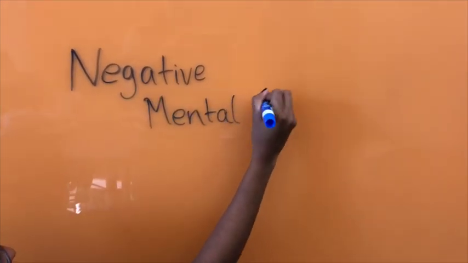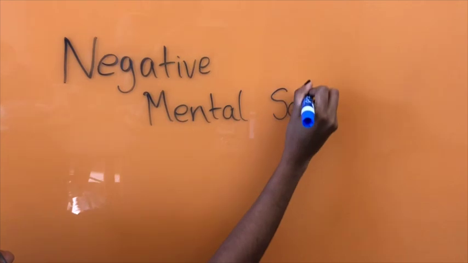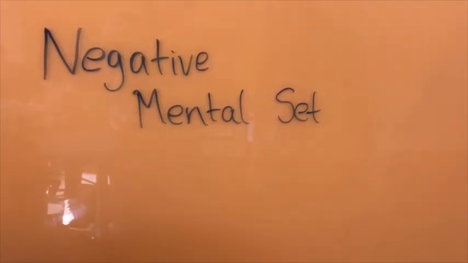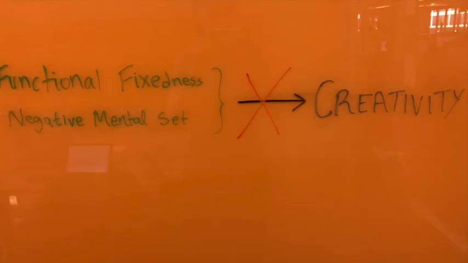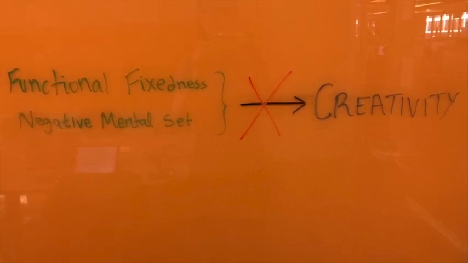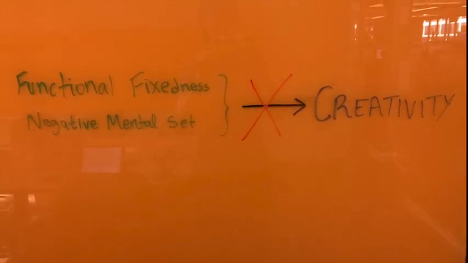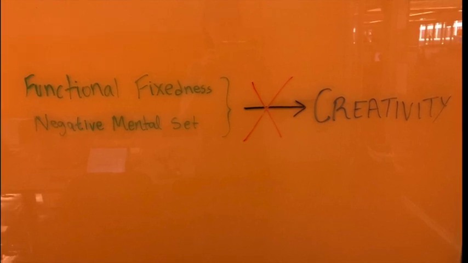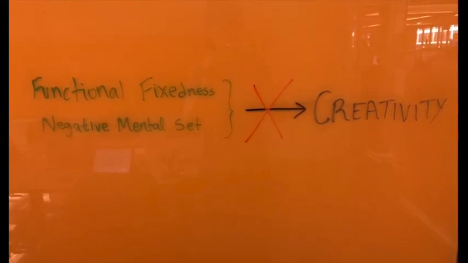A mental set becomes negative in problem solving when the problem you are faced with requires an original way of thinking to solve it. Overall, both functional fixedness and negative mental set prevent us from being creative problem solvers. But luckily, psychologists have figured out some ways to help us overcome the negative side effects of our daily thinking.